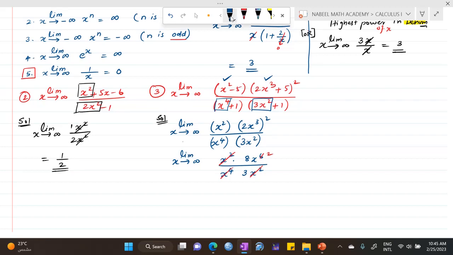So when you apply the limit x approaches to plus infinity, what are the terms you have? 8 over 3 x to the power 2. So when you apply the limit for the x, the whole thing will be infinity. So this is the value you have. Now let us go with the next problem.